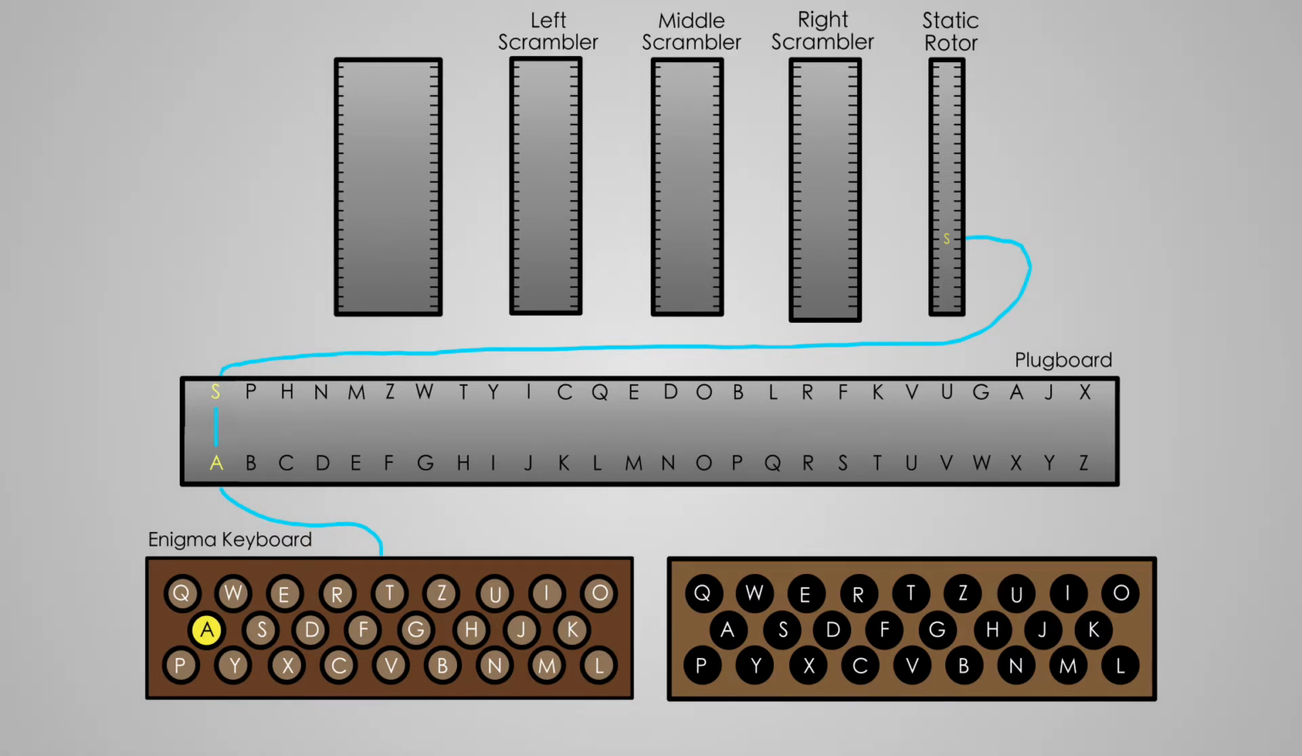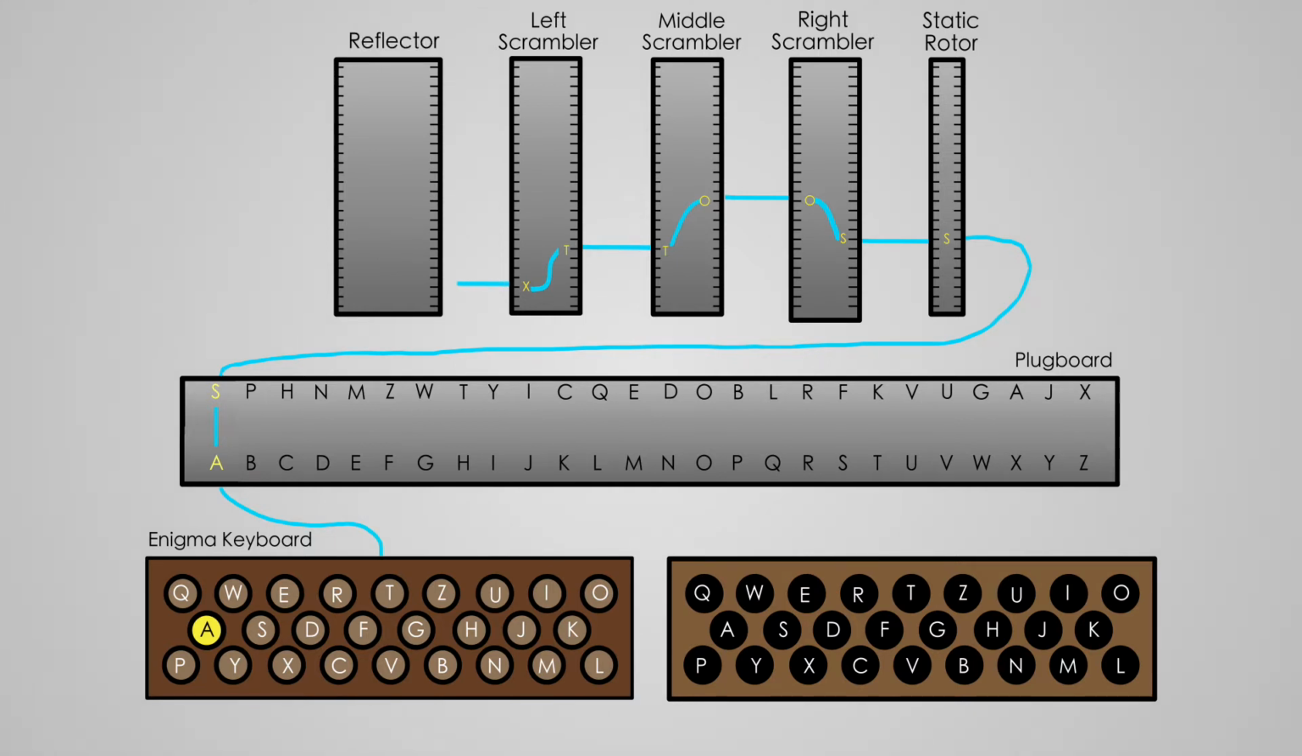There are 3 scramblers, each with an outer ring of contacts and an inner ring of contacts, so when the current passes through each scrambler, the letter changes each time. After the first scrambler, S becomes O. After the second, O becomes T. After the third, T becomes X. After each letter, the scramblers rotate one position so the same letters are not connected again in the same message.